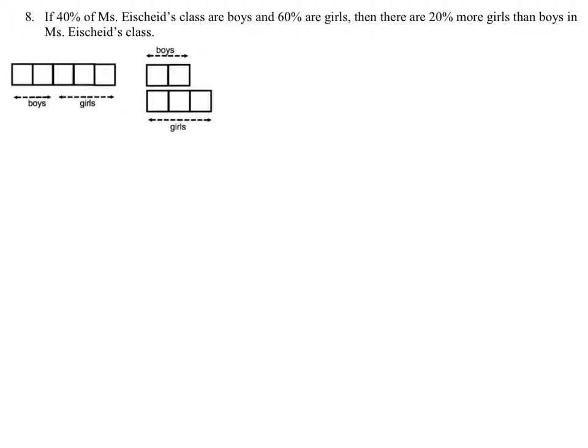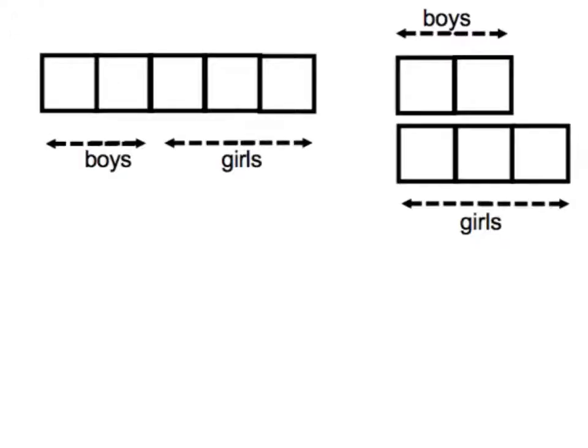All right, if 40% of the class are boys and 60% are girls, then there are 20% more girls than boys in the class. Now, we have to identify if this is true or false. Since this one is either true or false, a lot of you, especially on the last test, just wrote either true or false, and then you lost a lot of points because you didn't show any work.